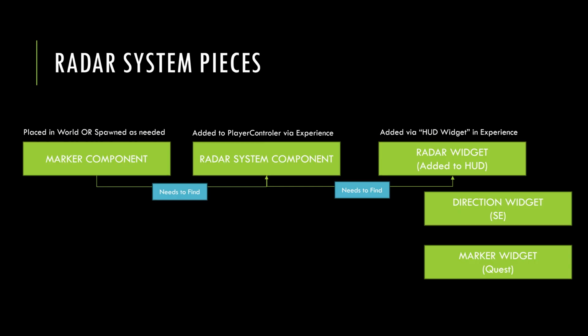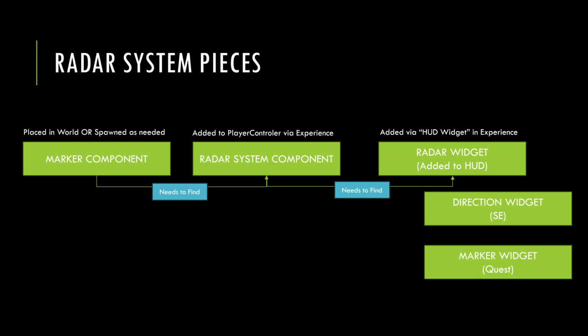The radar system itself is not that complicated. First, it is an entirely client-centric piece of the solution. There's no activity going on the server. This is all designed for the player's convenience and cosmetic look and feel. The system is divided into three basic elements. There are marker components that are either placed in the world if they're static, such as a town or a city or a location, or spawned in as needed if they're a quest objective. So they can be there at the beginning of the world, or they can be added throughout gameplay.